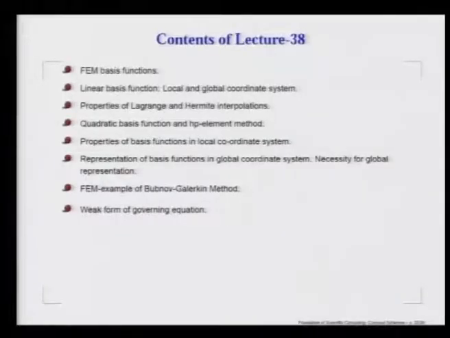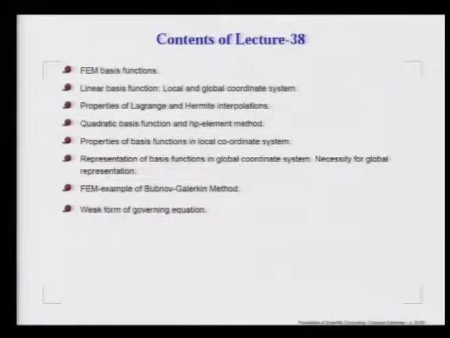In lecture 38, we restart our discussion on the finite element method and its basis functions. Mostly people have started with linear basis functions. These are the lowest-order polynomials. Although it is basically a global method, in application it is local, because its footprint is limited.